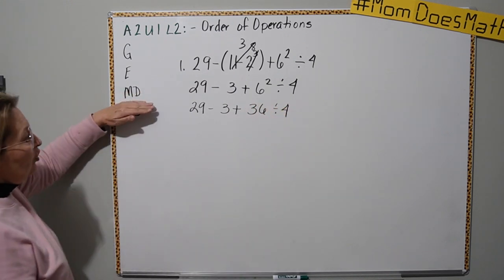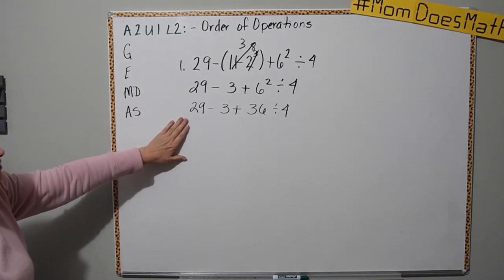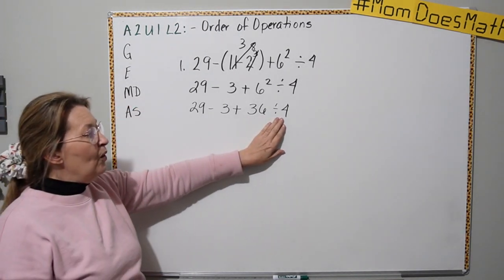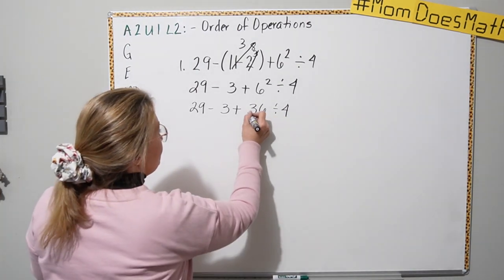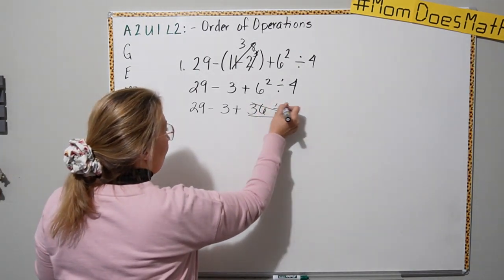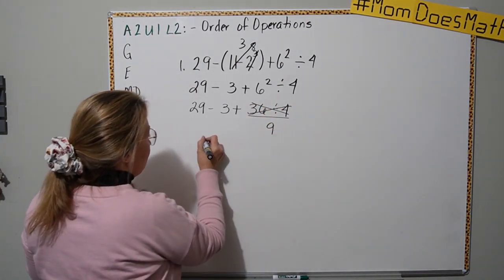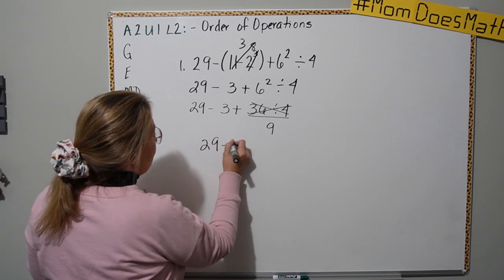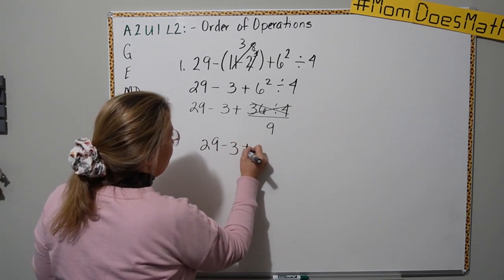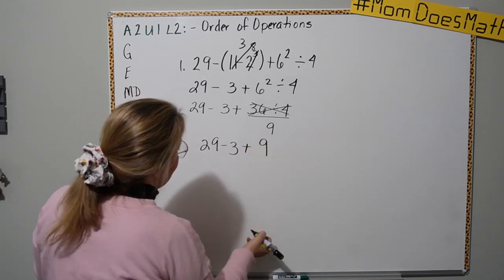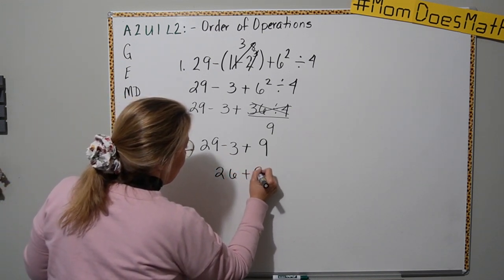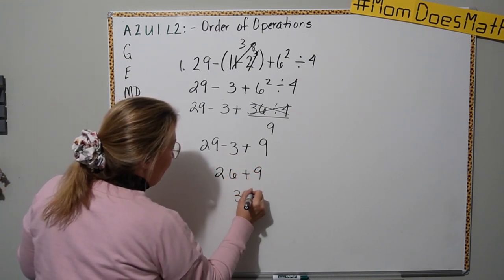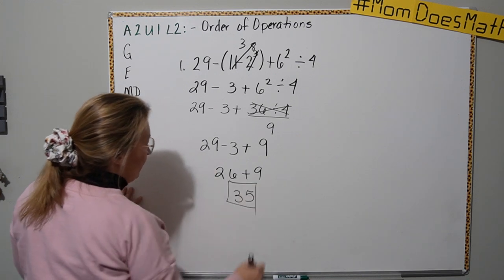All right, now I'm on multiplication, division. I'm going to come to here to the left, and I'm going to work my way until I find either multiplication or division. And I see 36 divided by 4 is 9. So what I have at this point is 29 minus 3 plus 9. All right, 29 minus 3 is 26, and 26 plus 9 is 35.